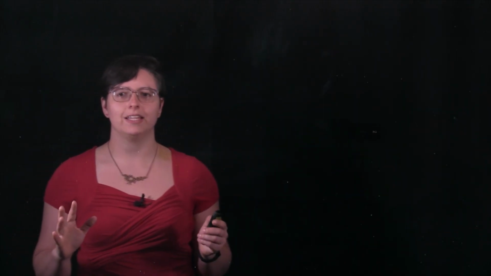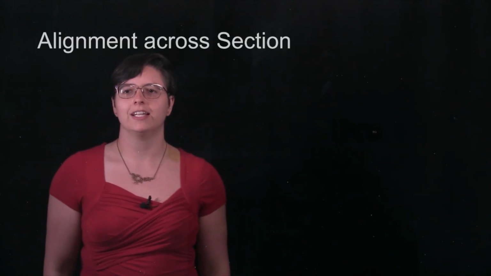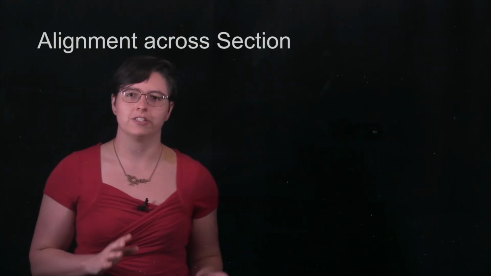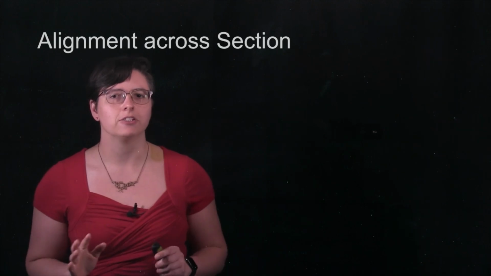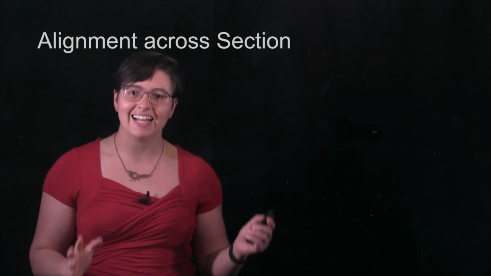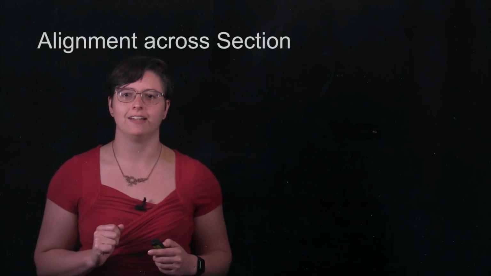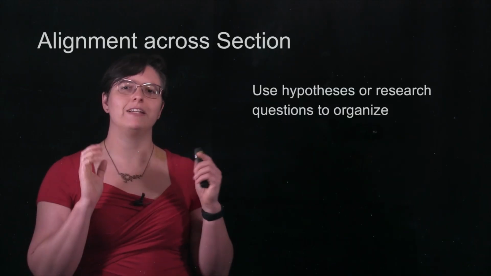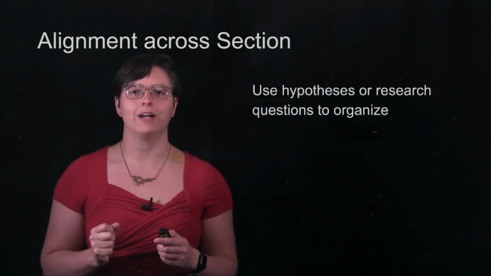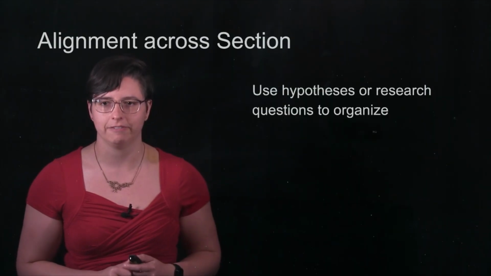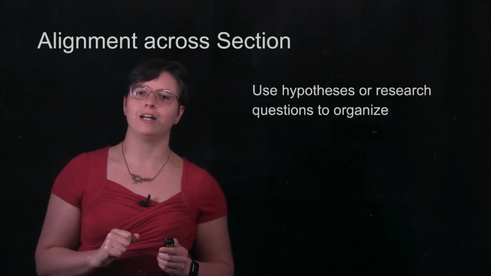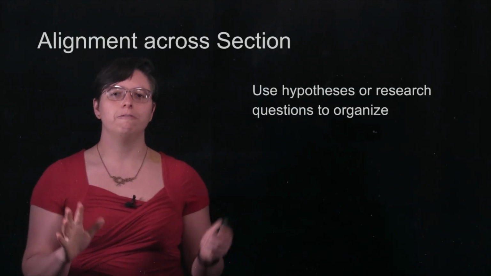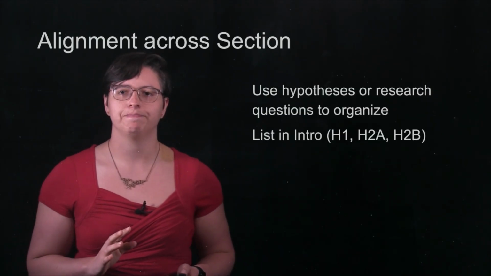Next, I want to talk about just an overarching theme within your stage 1 registered report. And this is alignment across your sections. It is really important that across all of the sections, information is aligned and easy for reviewers to understand. One way to do this is by using your hypotheses and research questions as a driving organizing feature. I recommend numbering your hypotheses or research questions to allow for reference throughout the text.